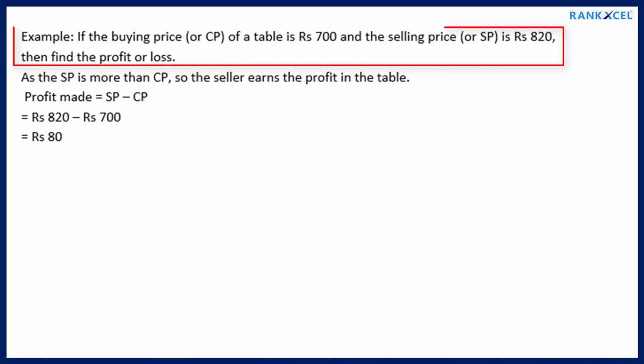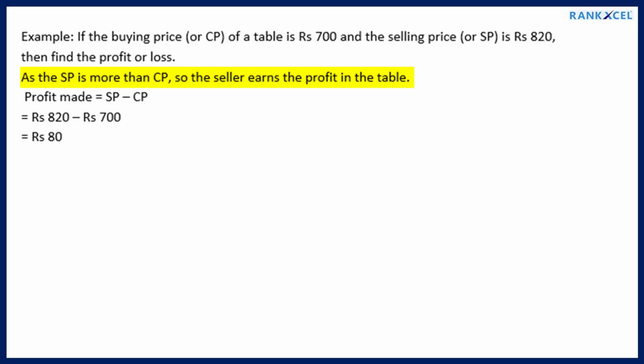Example, if the buying price, or CP, of a table is 700 rupees and the selling price, or SP, is 820 rupees, then find the profit or loss. As the SP is more than CP, the seller earns a profit on the table. Profit made equals SP minus CP, equals rupees 820 minus rupees 700, equals rupees 80.